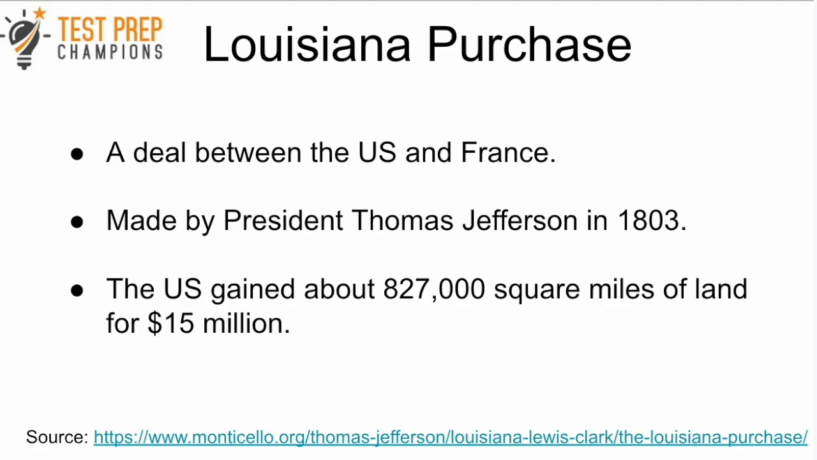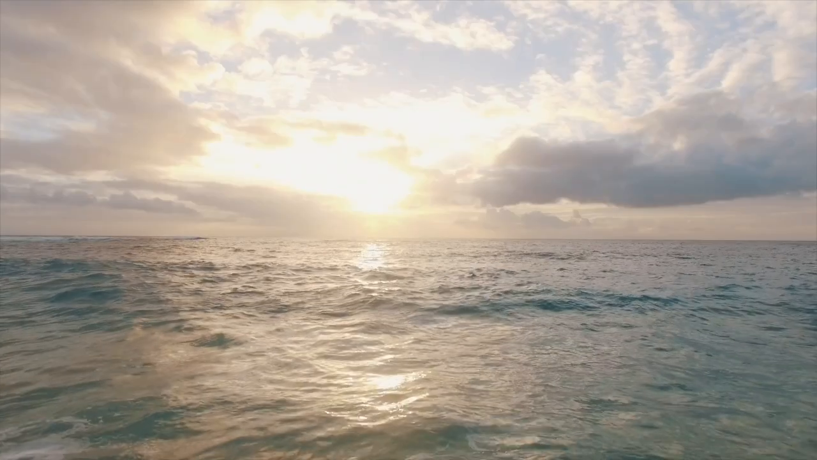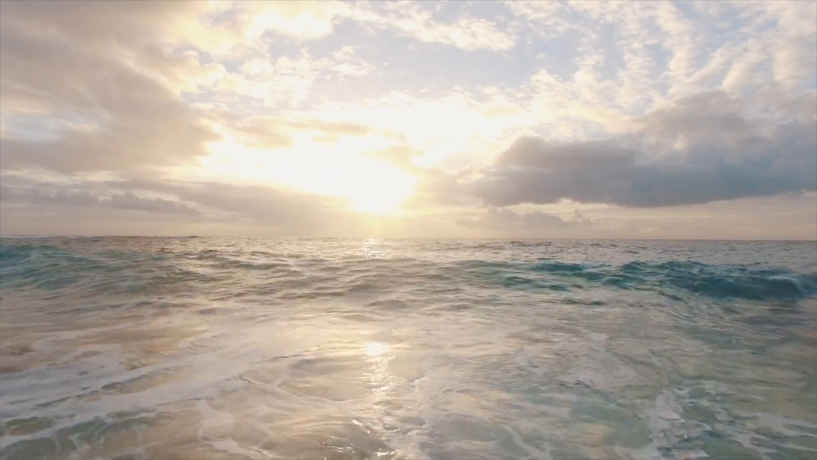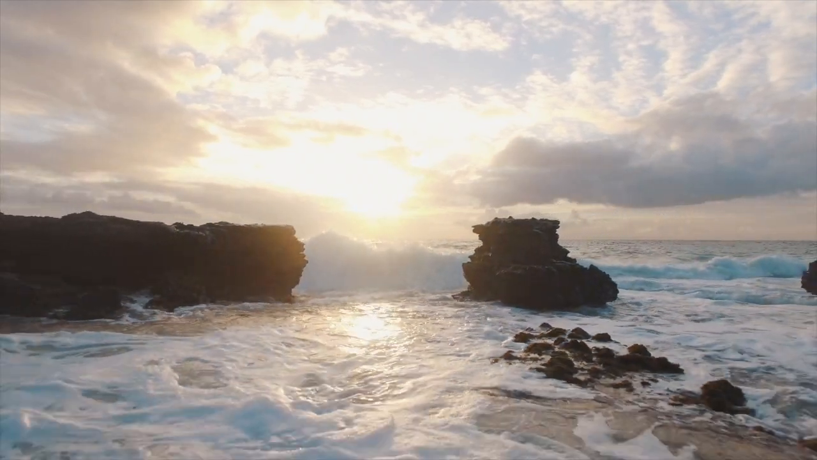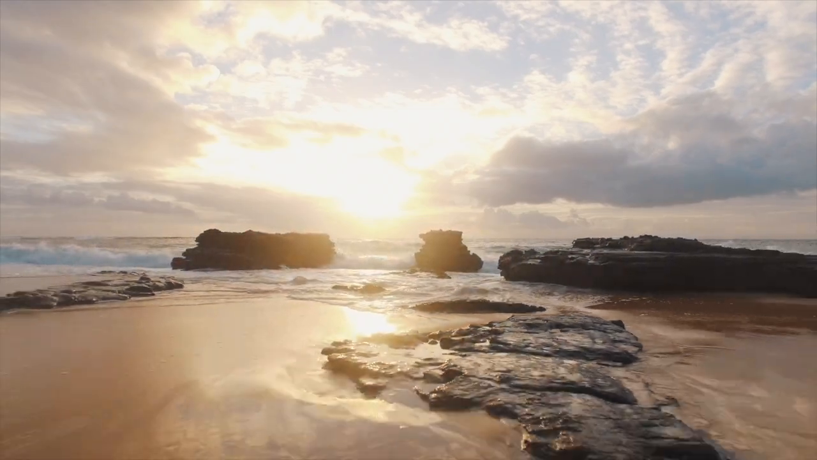Anyway, Thomas Jefferson made a deal between the U.S. and France, and the U.S. gained about 827,000 square miles of land for $15 million. So after Thomas Jefferson made the Louisiana Purchase in 1803, he commissioned the Corps of Discovery led by Lewis and co-led by Clark to explore the new territory and see if they could find a route to the Pacific Ocean.